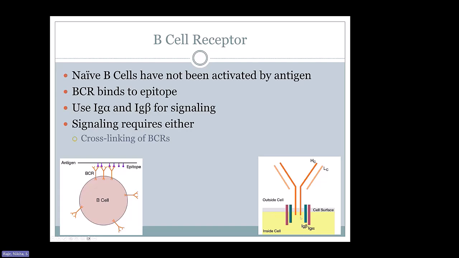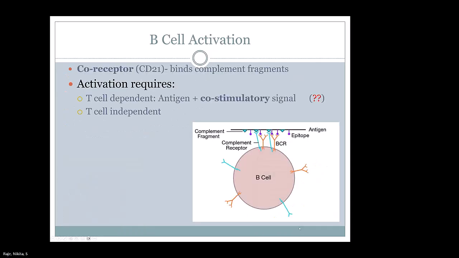Here is the B cell. B cell has the IgM molecule with two heavy chains, two light chains on its surface. When the BCR binds to the epitope, it will send downstream signaling through Ig alpha and Ig beta inside the cell. All right, the other type of activation instead of cross-linking is using co-receptor and second signal.